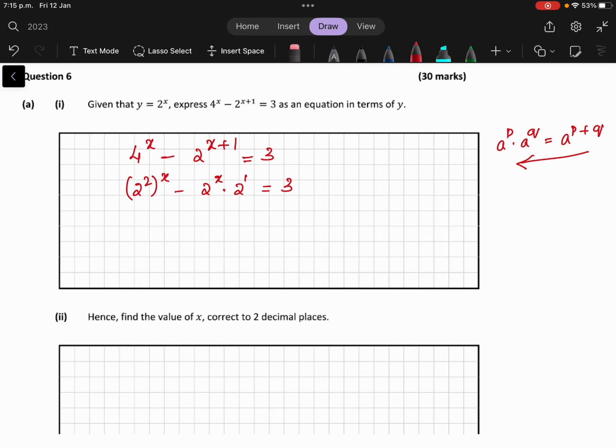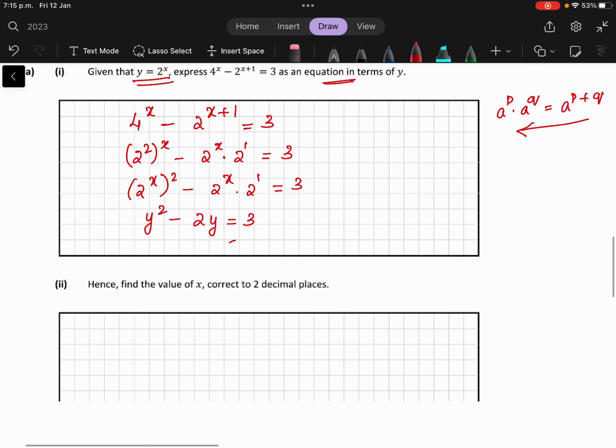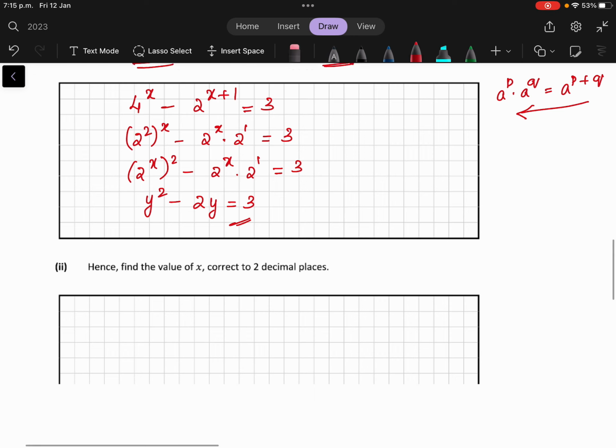Now I can rewrite this as 2 to the power of x, to the power of 2, because I can interchange the powers, equal to 3. And then they're asking us to sub in for this value. So it is y squared minus 2y equal to 3. This is nothing but a quadratic, and then you can solve it. Here it is asking you to write it in terms of y. So this is enough, this is done. Now find the value of x.